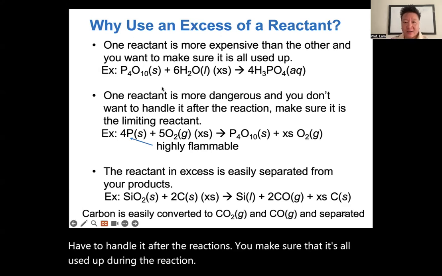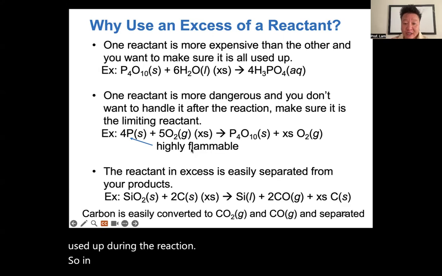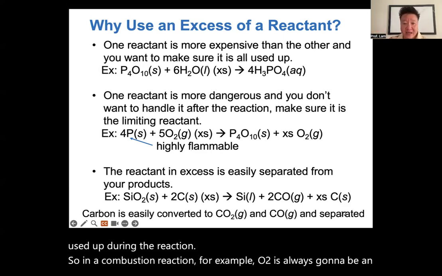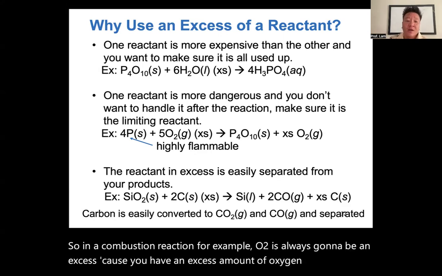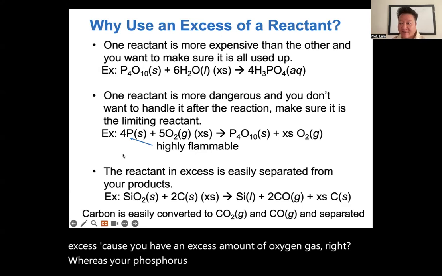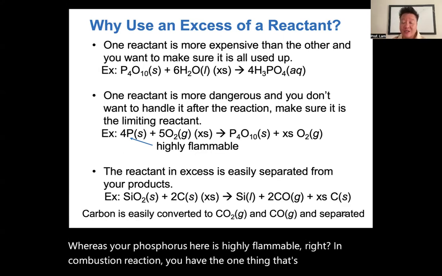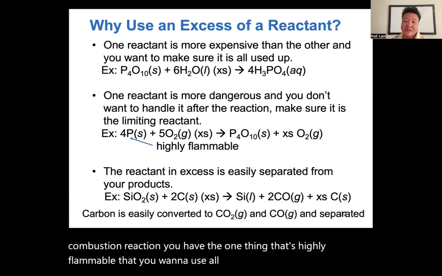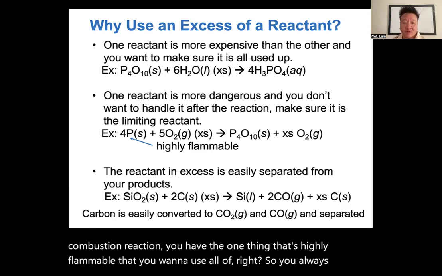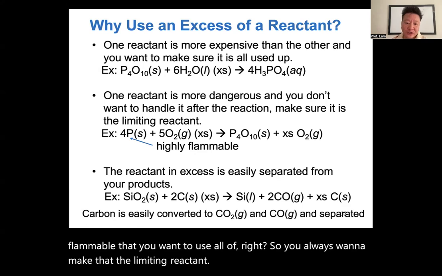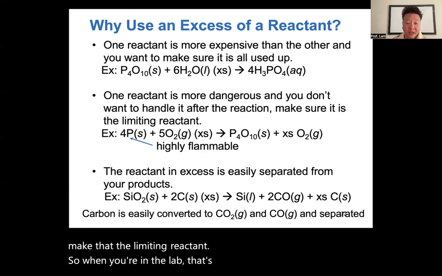So, in a combustion reaction, for example, O2 is always going to be in excess because you have an excess amount of oxygen gas, right? Whereas your phosphorus here is highly flammable, right? In combustion reactions, you have the one thing that's highly flammable that you want to use all up, right? So you always want to make that the limiting reactant. So when you're in the lab, that's something that you want to keep in mind, right?